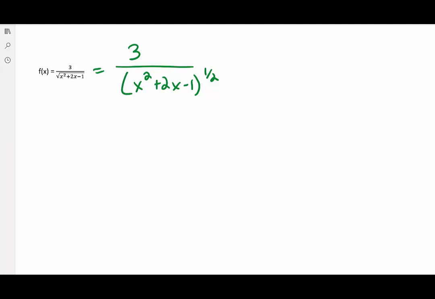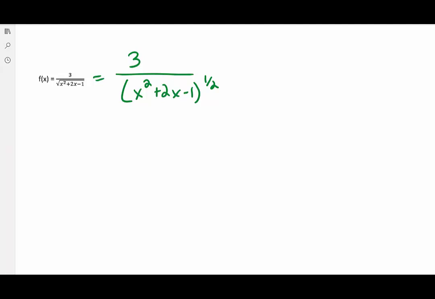And then the next step I'm going to do is rewrite this function by bringing my denominator up to the numerator. And we know from previous examples that means we take the opposite of the power. So rewriting this function, it becomes 3 times x squared plus 2x minus 1 to the negative 1/2 power. Okay? So that is our rewriting. That's not the derivative. I repeat, that is not the derivative. But now we're in position to take the derivative.